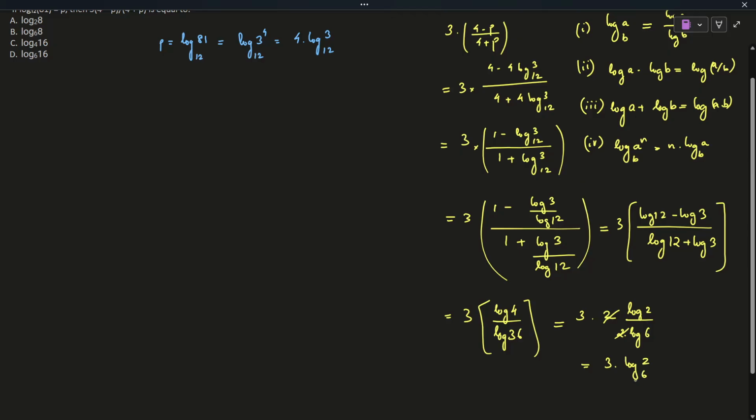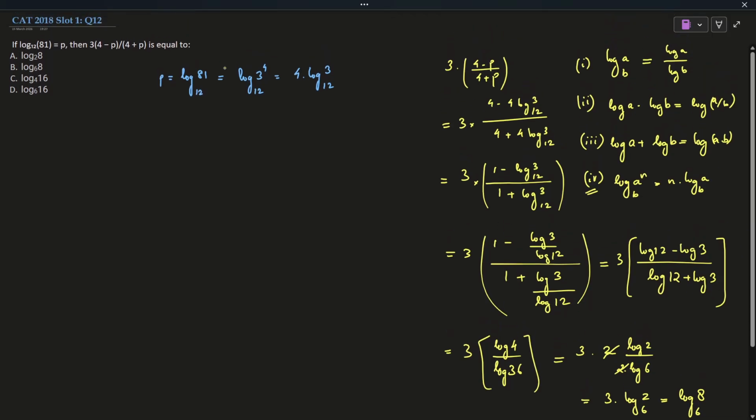I used the first property. Now 3 will come inside. Using the fourth property, I can write this as log 8 to the base 6, since 3 comes inside, so 2 to the power 3. So the correct answer will be log 8 to the base 6. Correct answer will be option B.